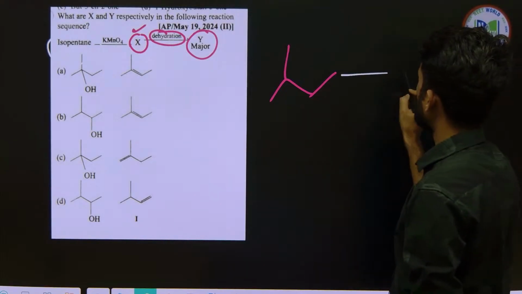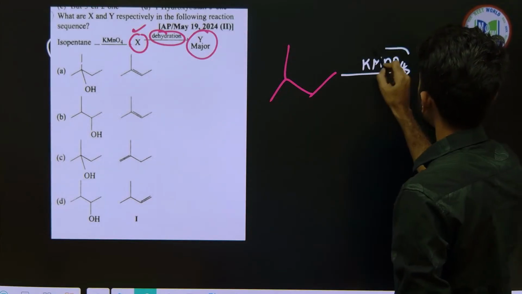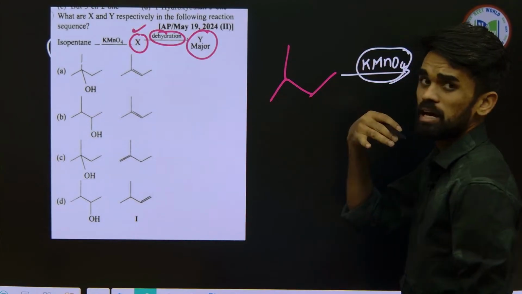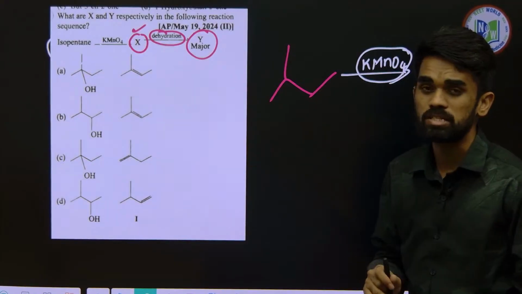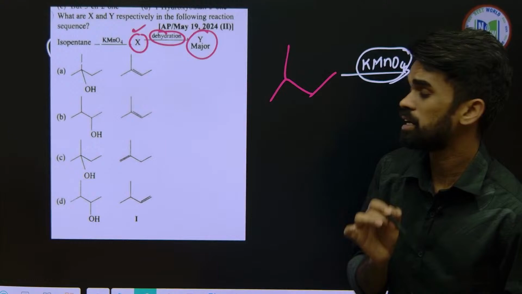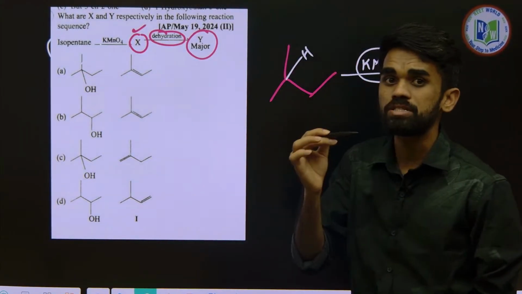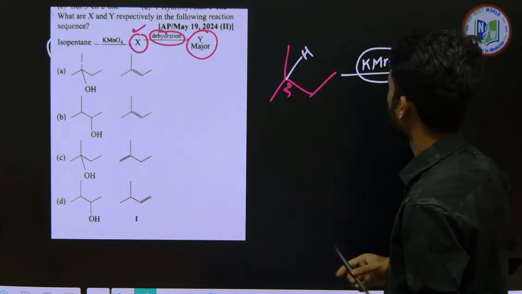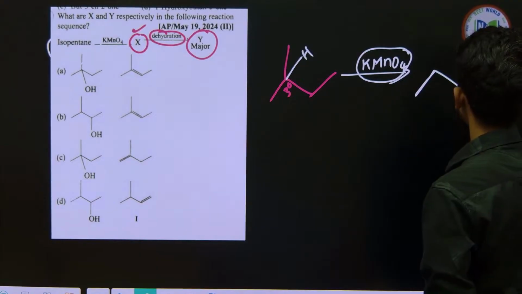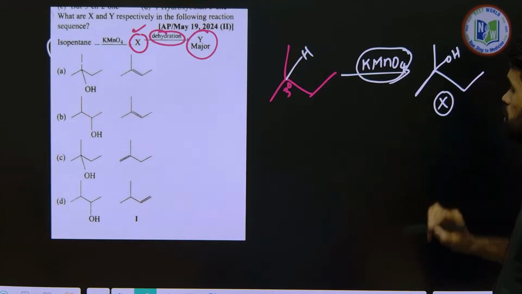And this one upon treating with KMnO4. KMnO4 is an oxidizing agent, but you know alkanes are less reactive, or non-reactive, towards these oxidizing agents. But if the alkane contains one tertiary hydrogen atom, that will get oxidized to alcohol. See, this is a tertiary hydrogen atom that will be activated and converts into the respective alcohol like this, okay. This is a basic thing, and the first compound X is formed.